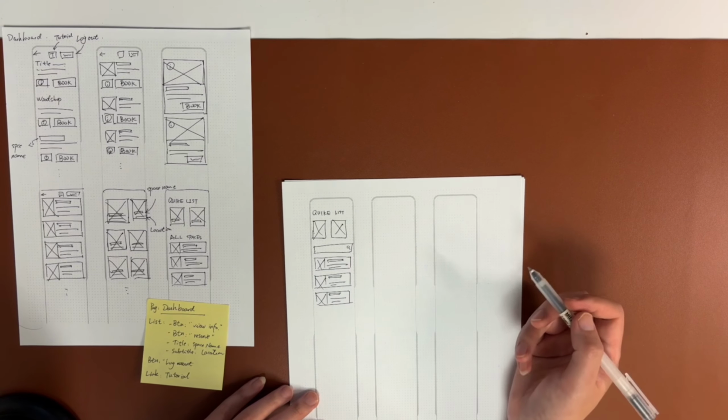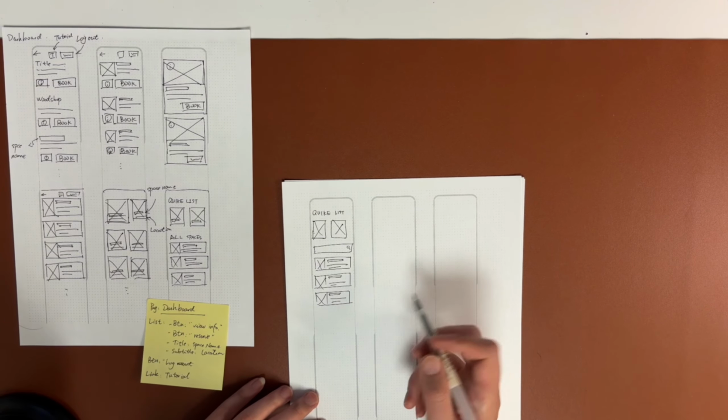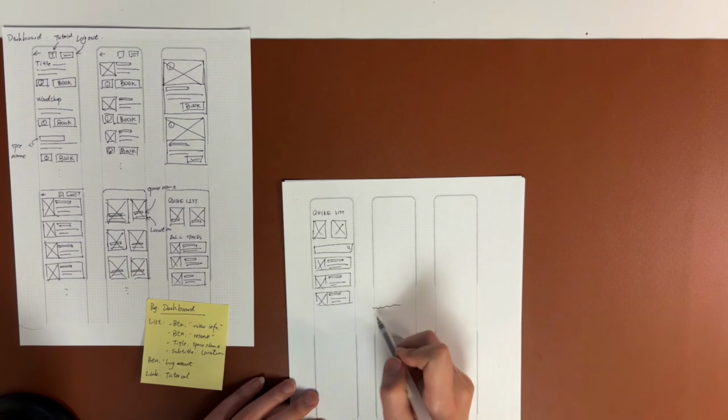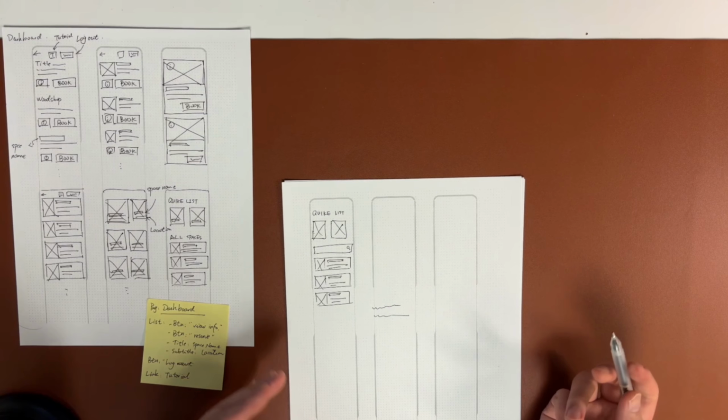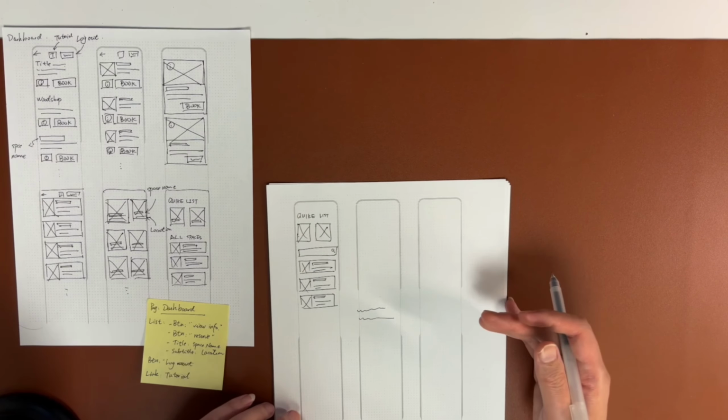About this text, you don't have to do something like this. Some people will draw the text like this. This is text, and yeah, something like this to make it look like text. As long as you can understand, that is good.